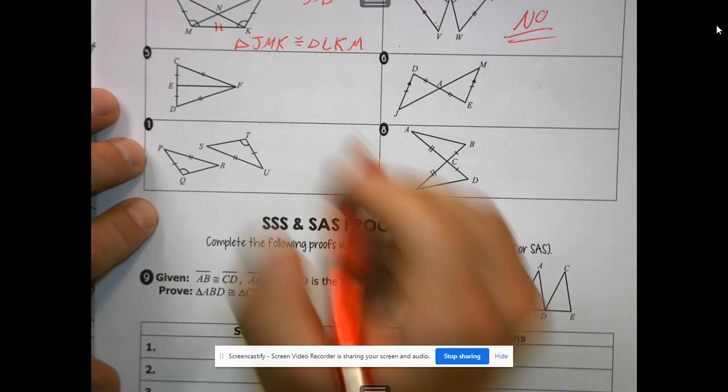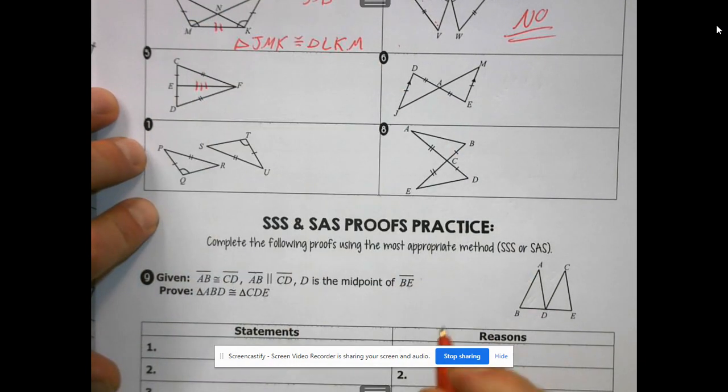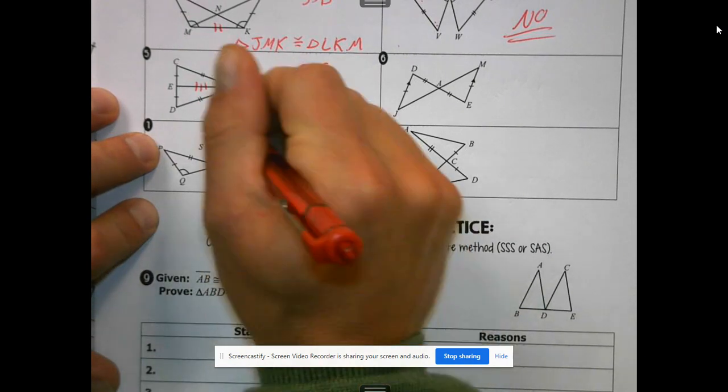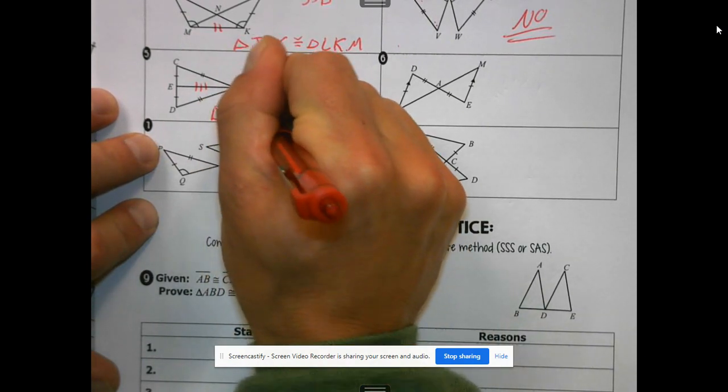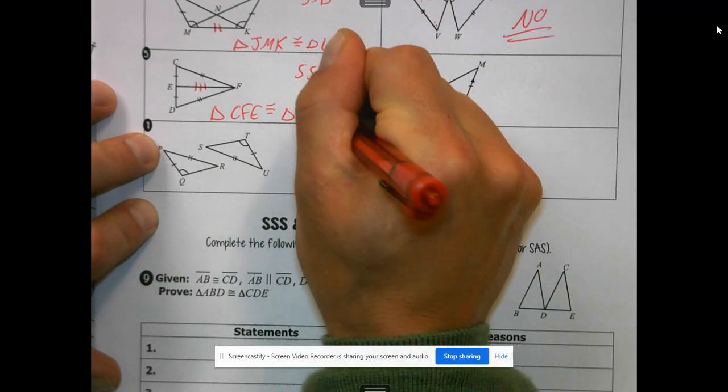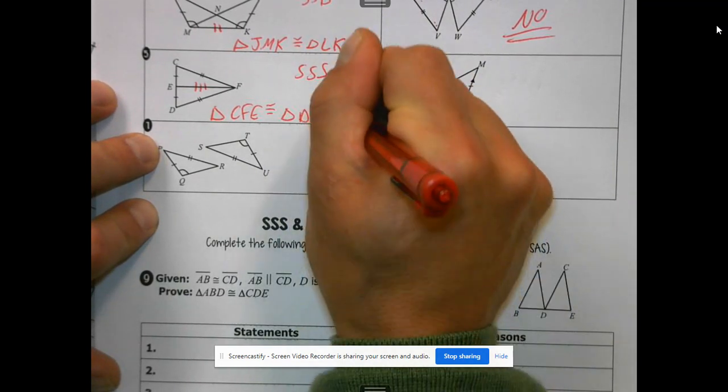Number 5, I can mark the middle piece congruent. Side, side, side is going to work. I'm going to go CFE. C matches with D, F matches with F, and E goes to E.